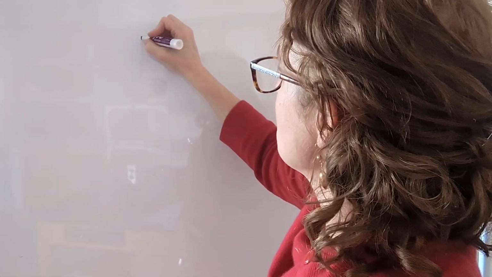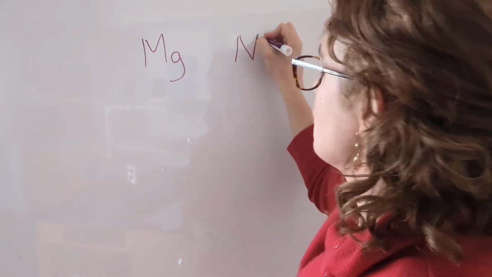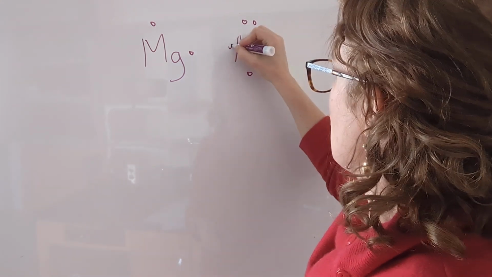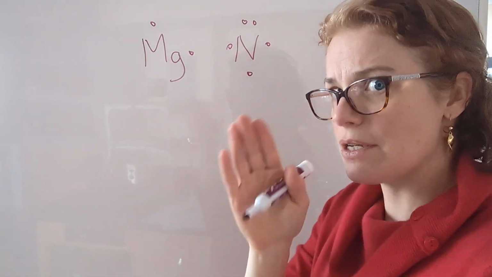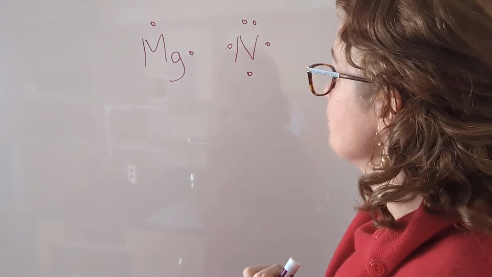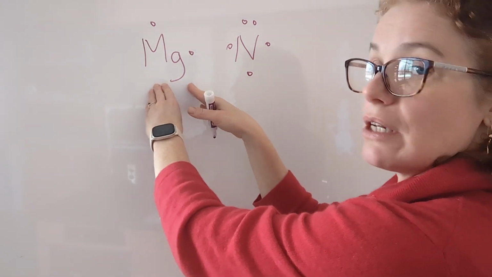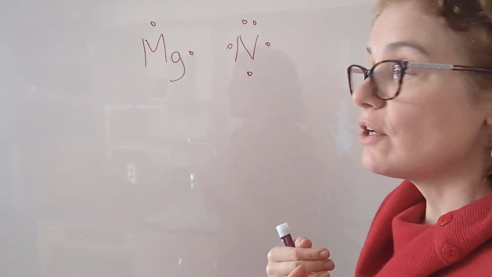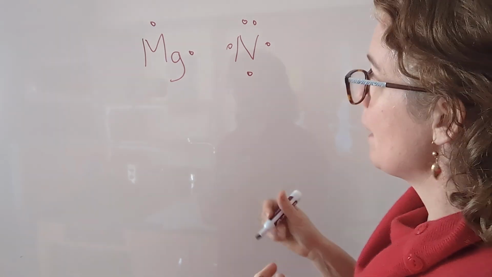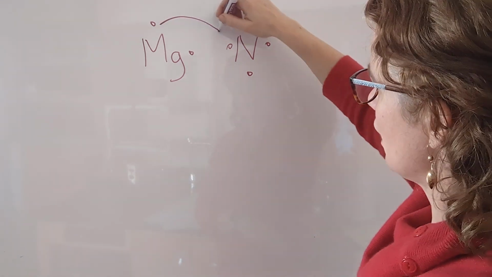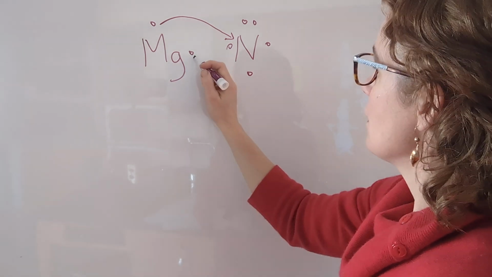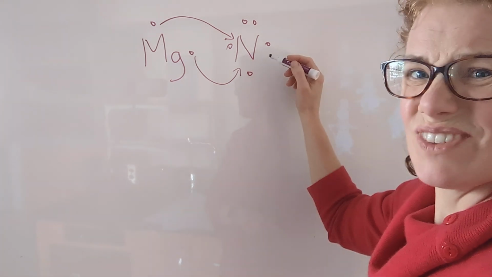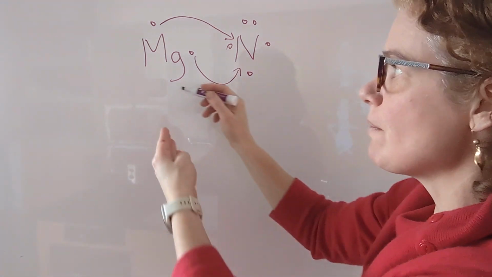All right, let's do Mg and nitrogen. So magnesium has 2 valence electrons and nitrogen has 5. I know that because of what column they are on the periodic table. Magnesium is going to want to lose electrons. Nitrogen is going to want to gain electrons. So let's see how these 2 can form a compound. Well, this electron could fill that empty space. This electron could fill that empty space. But the nitrogen's not stable yet. So I must need another magnesium.